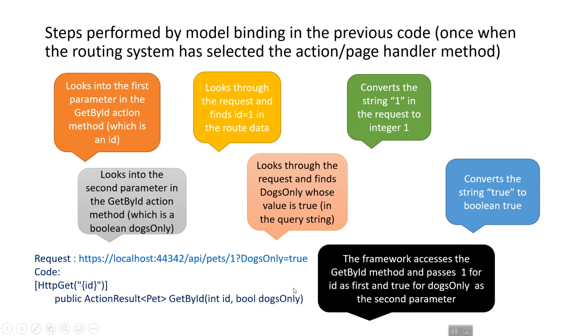And then it looks into the second parameter of the getById action method, which is a boolean. It's declared as boolean type dogsOnly, and then it looks through this incoming request and finds the dogsOnly word whose value is true in the query string, and this is then mapped to the boolean dogsOnly, because this is case insensitive. It then converts the string true to the boolean true, and then the framework accesses the getById method and passes 1 for id as the first and true for dogsOnly as the second parameter, and that's in a nutshell how it works.